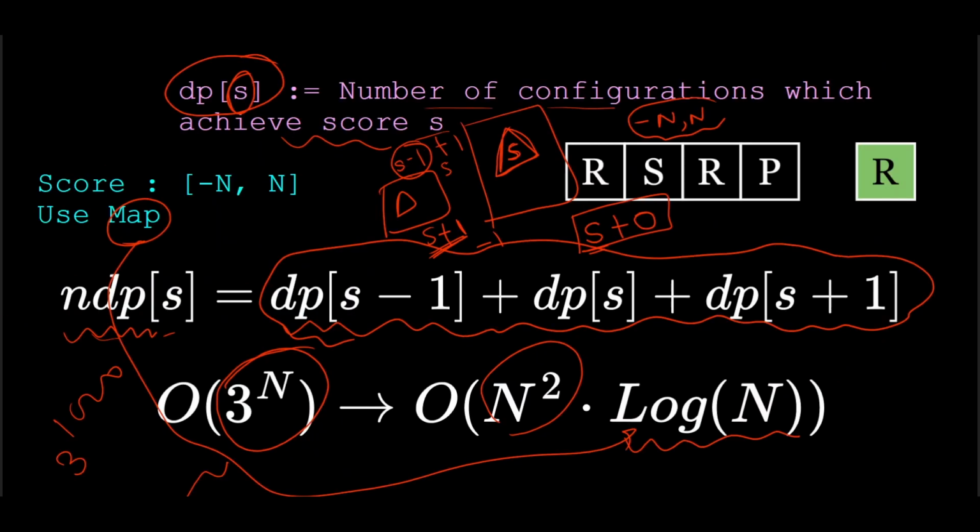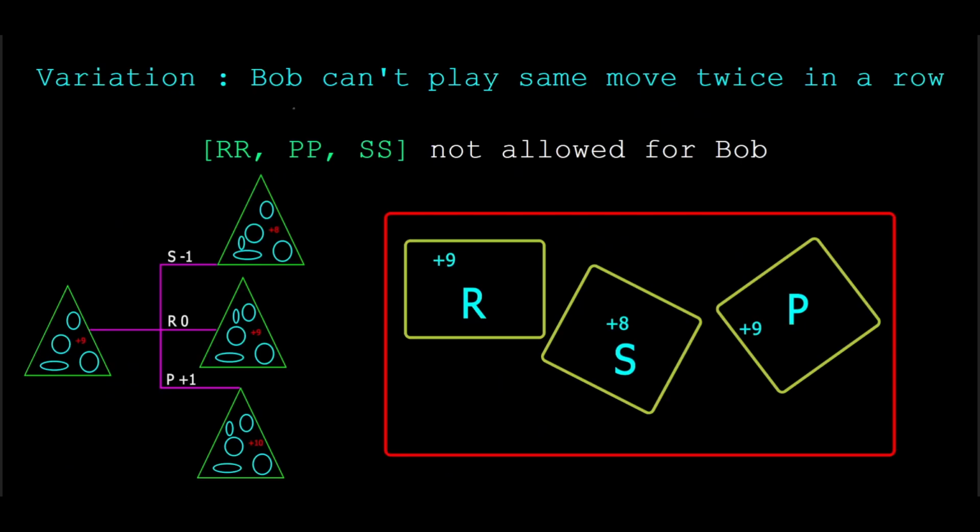Now, the original LeetCode problem that I talked about wasn't so simple. It had a slight variation, and the variation was that you need to find out the number of valid configurations where Bob wins. However, Bob cannot play the same move twice in a row. That is, Bob cannot play rock followed by rock, paper followed by paper, and scissors followed by scissors. How do we solve this version? That is, how do we find the number of valid configurations for Bob in this restricted version of the game?